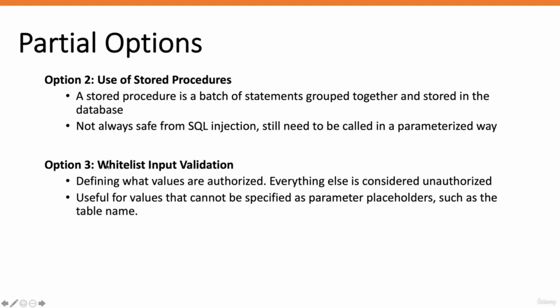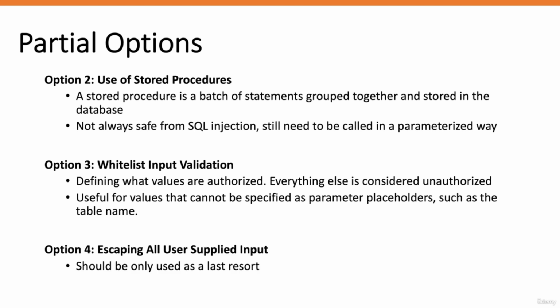That's option 2. Option number 3 is whitelist input validation. So define which values are authorized. Everything else is considered to be unauthorized. And we talked about parameters that can't be placeholders, like the table name and the column name. In this case, a whitelist input validation would be, you know exactly the column name or the table name should be users, and so you only accept the value users and nothing else. And this way you prevent the attacker from injecting other characters or other strings that could potentially interfere with your query.